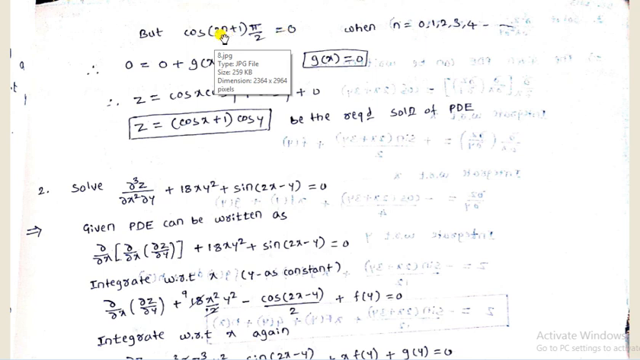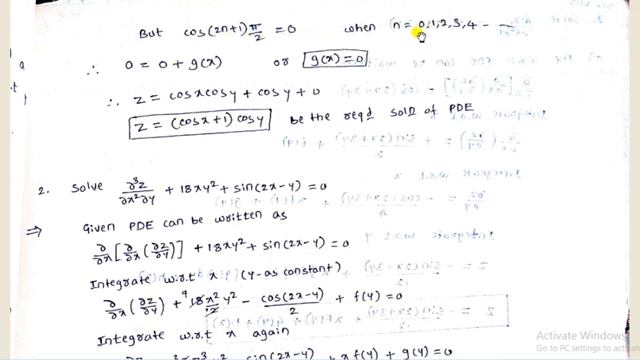If you substitute n equal to 0, so cos of pi by 2 or cos 90 is 0. If we substitute n equal to 1, so 2 into 1 is 2, 2 plus 1 is 3. So cos 3 times 90 is 0. Next one, n equal to 2, so 4 plus 1 is 5. So cos 5 times 90 is 0. Cos 6 times 90 is 0.